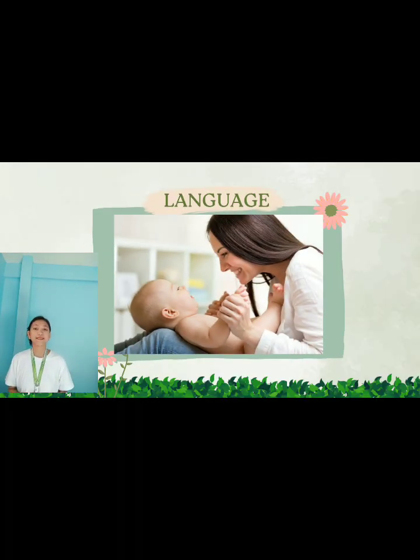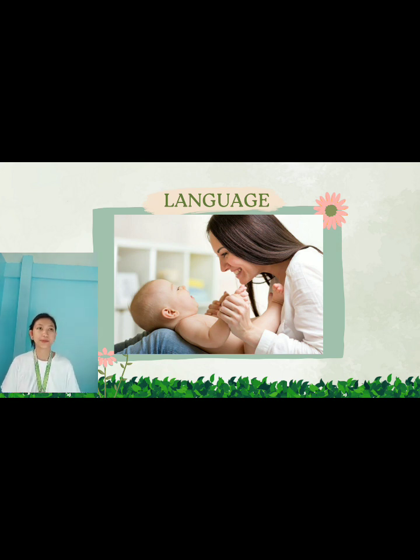The next is language. Babies communicate using sounds and gestures, and in the first year of life, babies go from babbling to playing with sounds, copying sounds, and putting together first words, which might start around 12 months. Babies start understanding and responding to words in the first year of life. For example, enjoying games like peekaboo and other action games, and saying a few words like dada and mama.